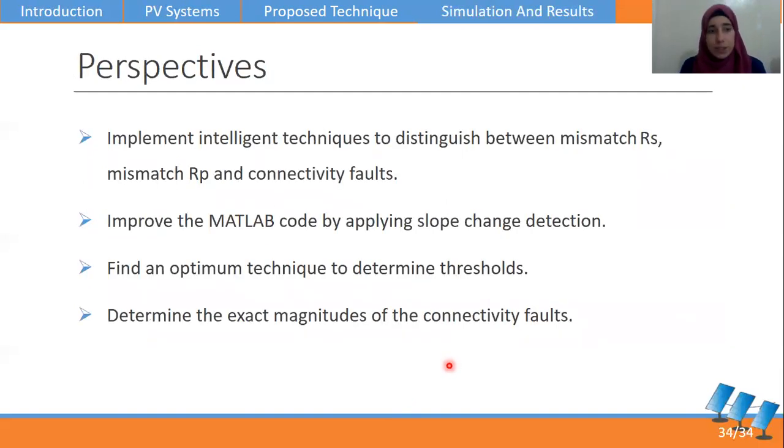As a perspective, implement an intelligent technique to distinguish between mismatch RS, R parallel and connectivity faults, improve the MATLAB code by applying slope change detection, find a maximum technique to determine thresholds, and finally determine the exact magnitude of the connectivity fault.